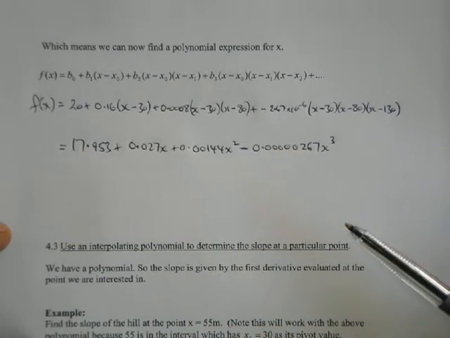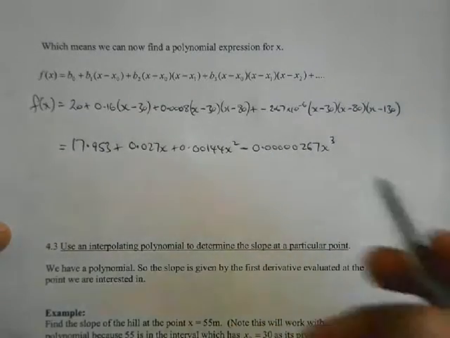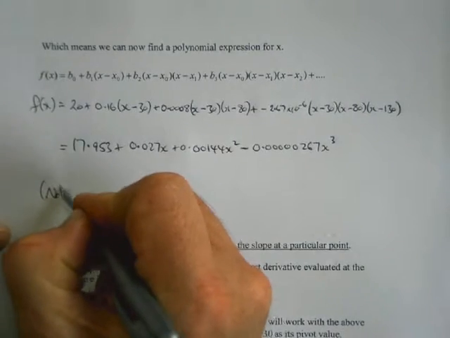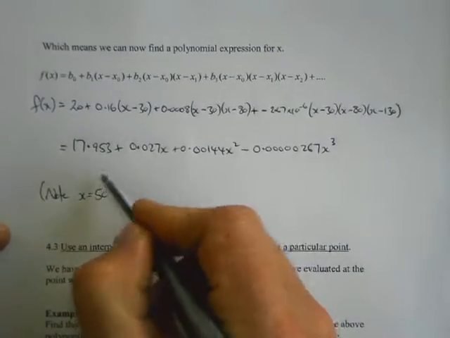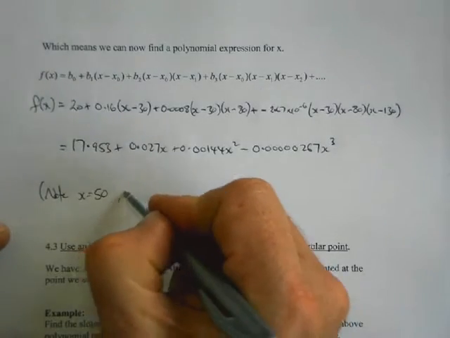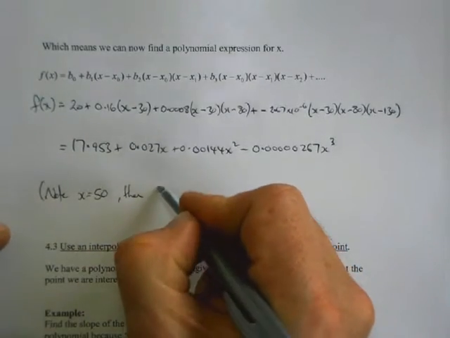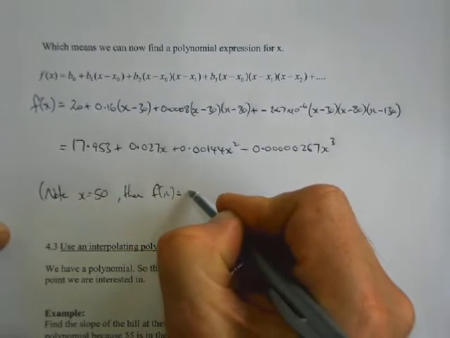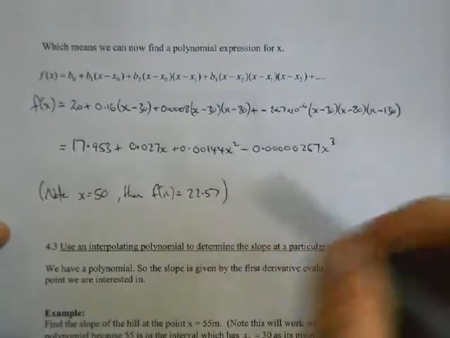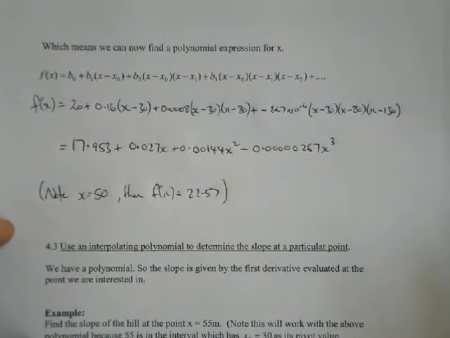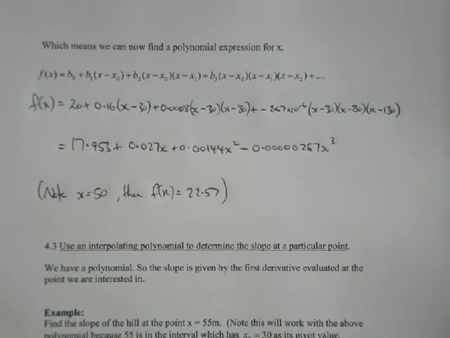So that's a general function for our curve. And just a little note, if you plug x equals 50 into that, then f of x comes out to be 22.57, and that's worth comparing with what we did in the first video for this piece of work, because it will show you that it comes out pretty much the same. So that's how we make a general polynomial.